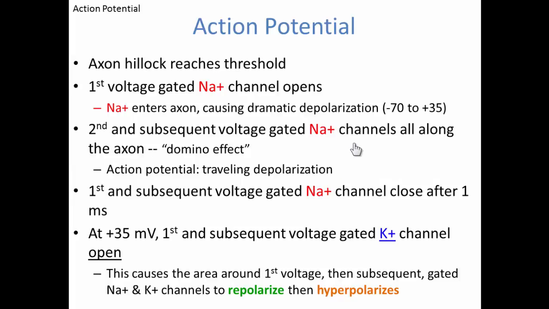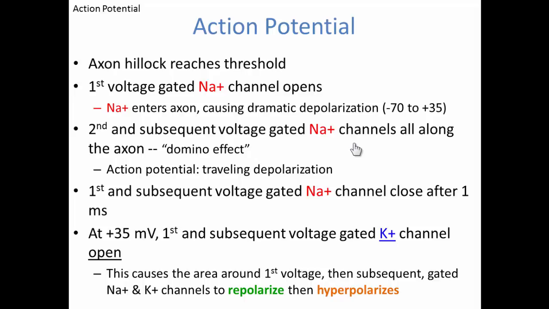So with an action potential, we start with the axon hillock reaching threshold, which will open the first voltage-gated sodium channel. Sodium ions enter the axon, causing a very dramatic depolarization. We go from -70 to +35 millivolts. Don't forget, action potentials are dramatic, big changes in voltage. That causes the second and subsequent voltage-gated sodium channels all along the axon to open. That's our domino effect. That's the action potential traveling.